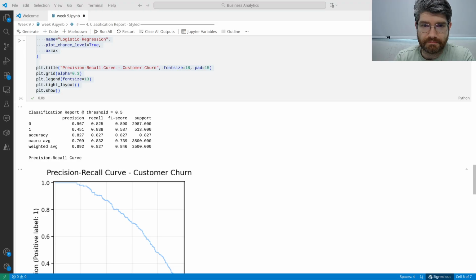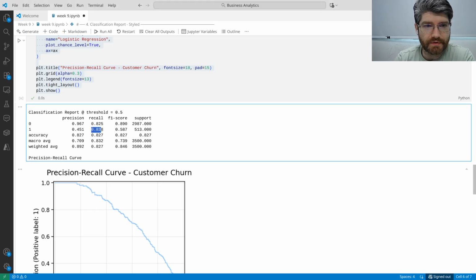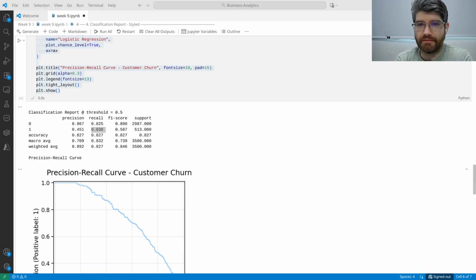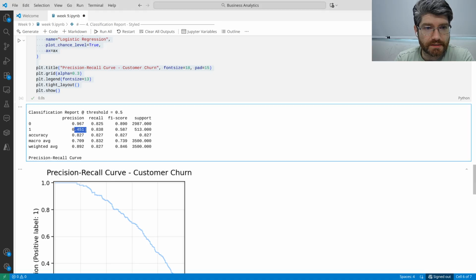Now let's see what we can grab out of the classification report. We can see that the recall is 83.8, roughly 84%. This matches our strategy. We captured 84% of all the people who wanted to leave. High recall means fear of missing out on a churn. High recall, fear of missing out. Precision is roughly 45%.